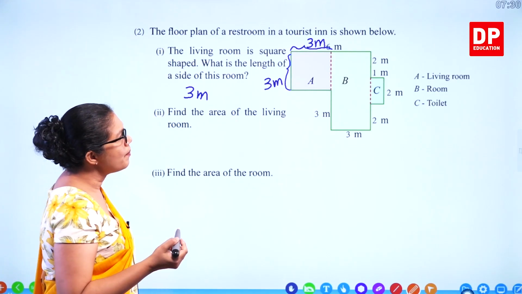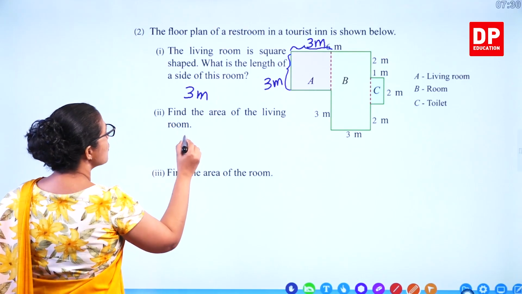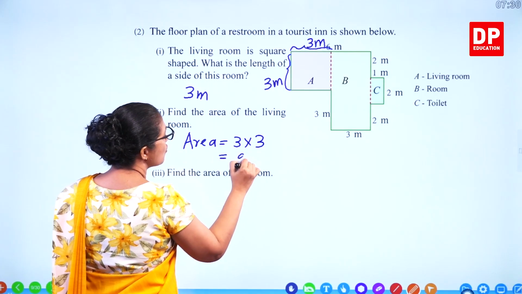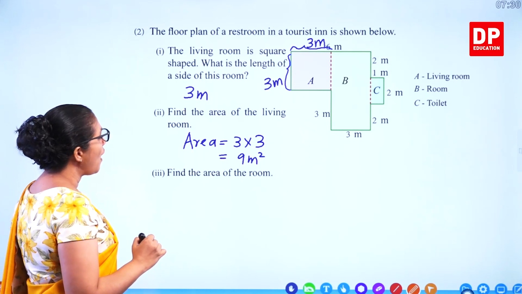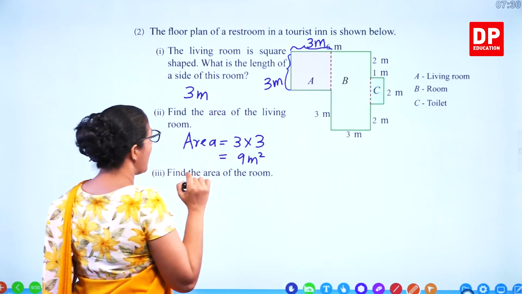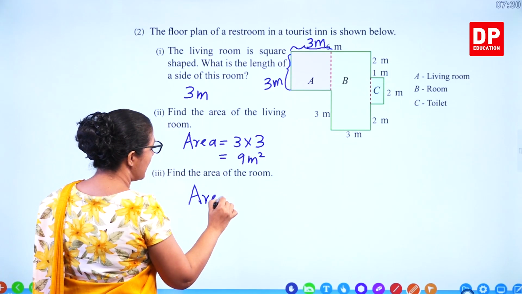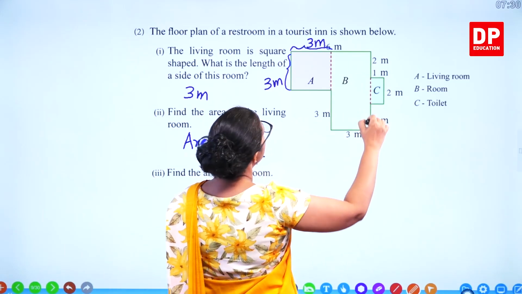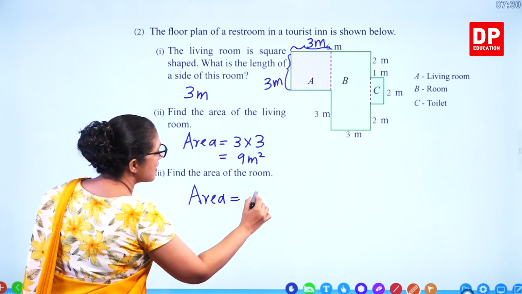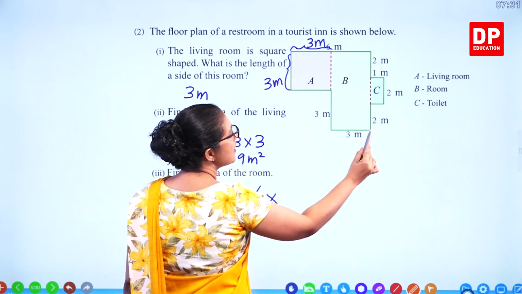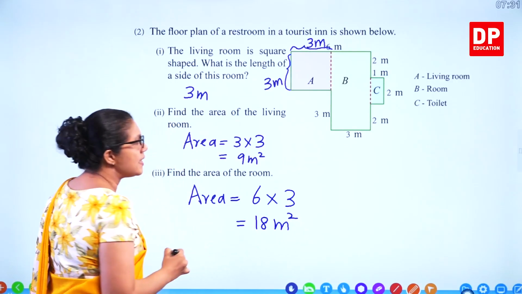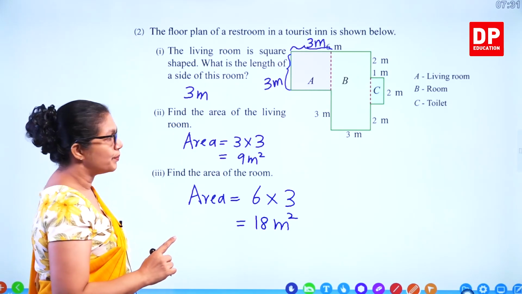Find the area of the living room. So that means area of the square. So area is 3 times 3. You get 9 square meters. Find the area of the room. Room is B. So this is a rectangle. So find the area. That means you need to find out the length and the breadth. What's the length? You can say 3 and 3. That's 6. Length is 6. What's the width? Width is 3. So 6 times 3, you get 18 square meters is the area of the room.